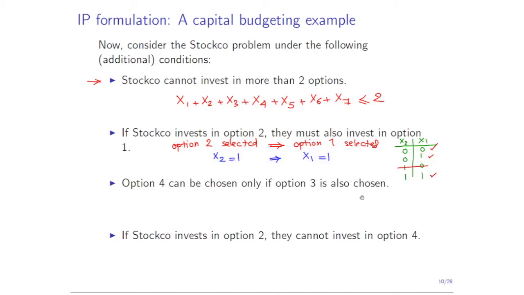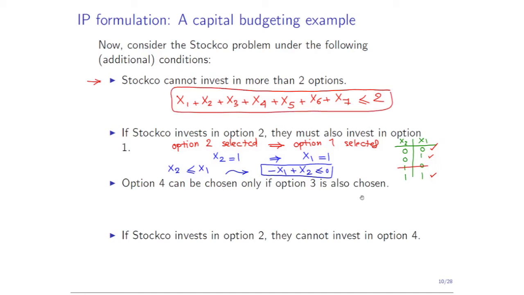Again, this simply means that the value of x2 is always less than or equal to x1. So if x2 becomes 1, x1 has to be 1. Or we usually prefer to write it like this, so every variable is on the left-hand side. So done with this and done with this.